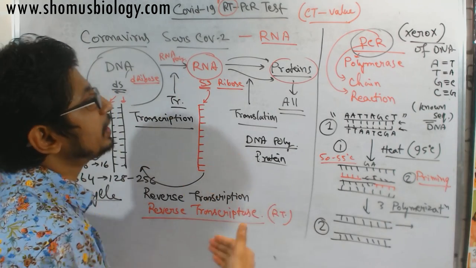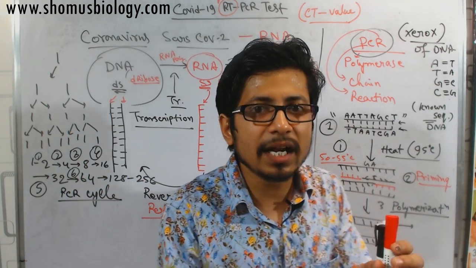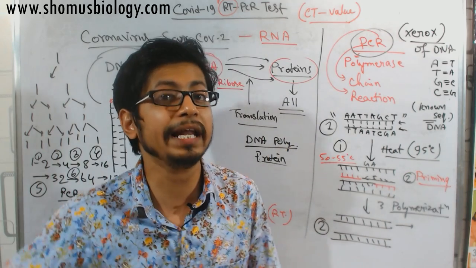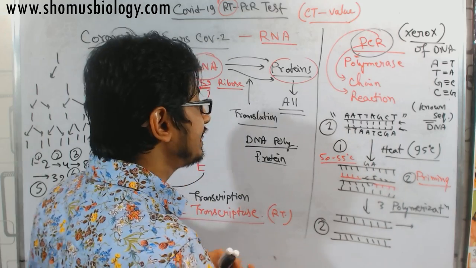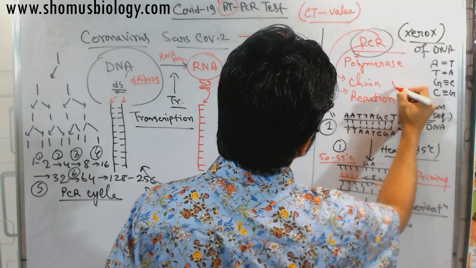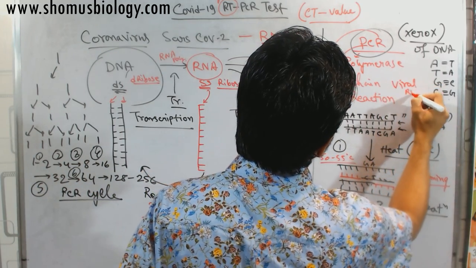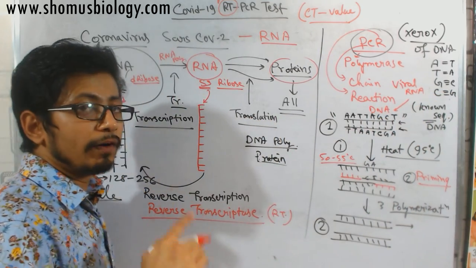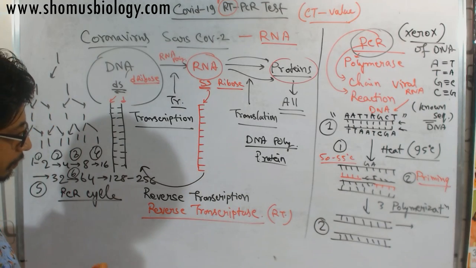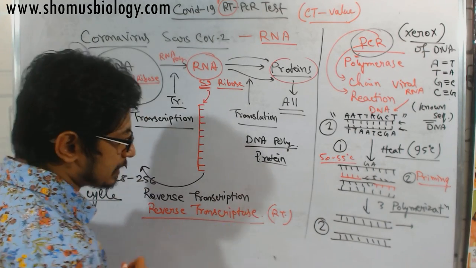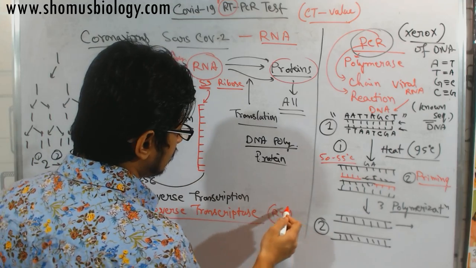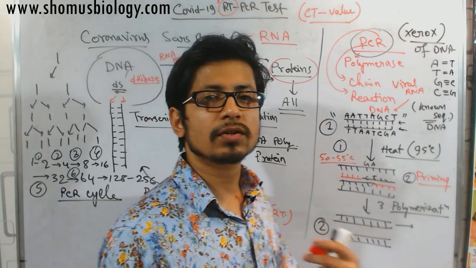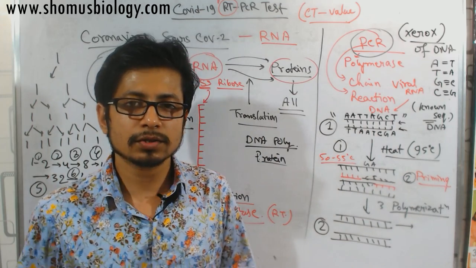If we need to amplify the viral RNA, RNA cannot be amplified directly. We need to convert that RNA into DNA first, and then that DNA can be amplified. So the viral RNA is first converted to DNA, and the conversion of RNA into DNA is made by the enzyme reverse transcriptase through the process known as reverse transcription.